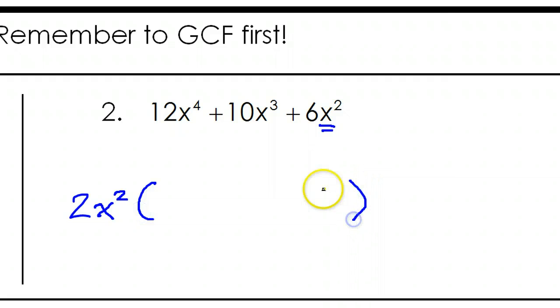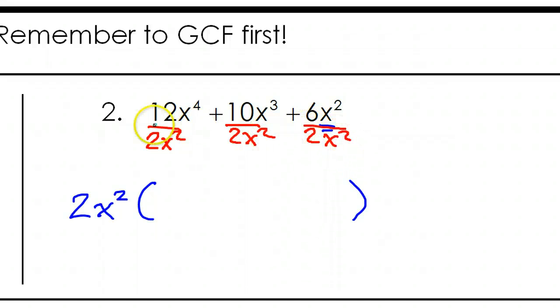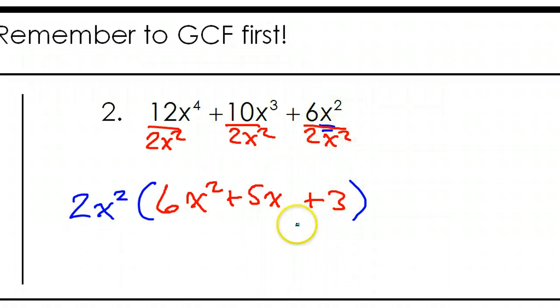Okay, make a nice big parentheses. We divide by our GCF when we do this. So I'm dividing by 2x squared, like so. 12 divided by 2 is 6. These cancel and make x squared. 10 divided by 2 is 5. These cancel and make x. 6 divided by 2 is 3, and these x's cancel out completely.